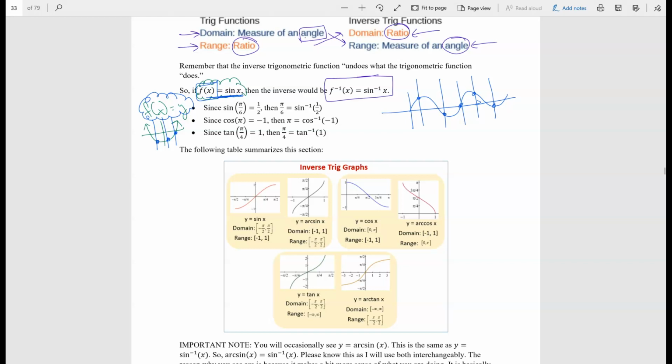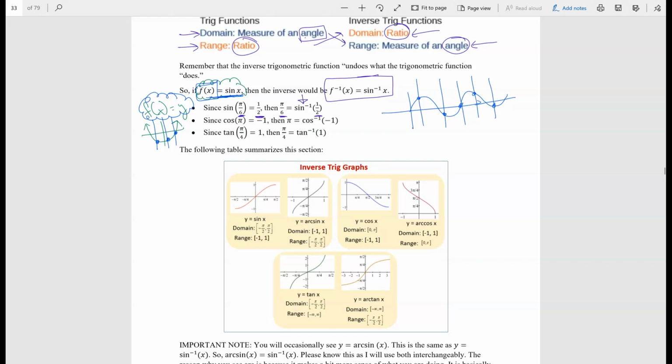Here I give you some examples. If I input pi over 6 into sine, I go into the unit circle or your calculator, and you can see that that's 1/2. The way that I write it the opposite is that pi over 6 is equal to sine inverse of 1/2. Notice here that I'm taking the sine inverse of this 1/2.